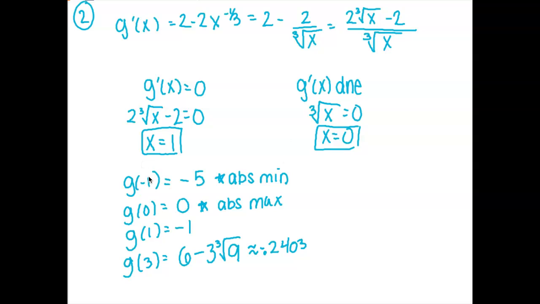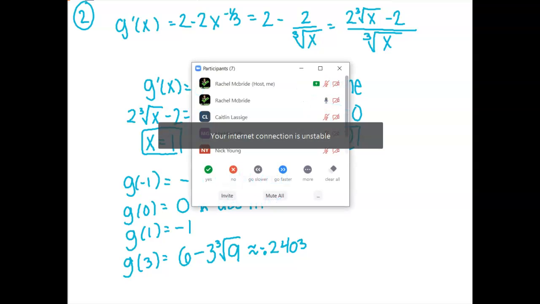So we check our endpoints, -1 and 3, as well as our critical points, and we find our absolute max and our absolute mins.